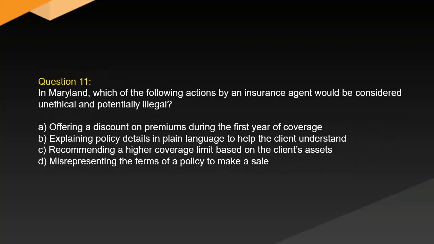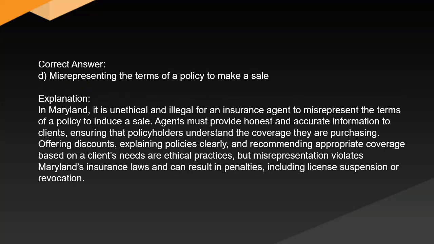Question 11. In Maryland, which of the following actions by an insurance agent would be considered unethical and potentially illegal? A. Offering a discount on premiums during the first year of coverage. B. Explaining policy details in plain language to help the client understand. C. Recommending a higher coverage limit based on the client's assets. D. Misrepresenting the terms of a policy to make a sale. Correct answer: D. Misrepresenting the terms of a policy to make a sale.